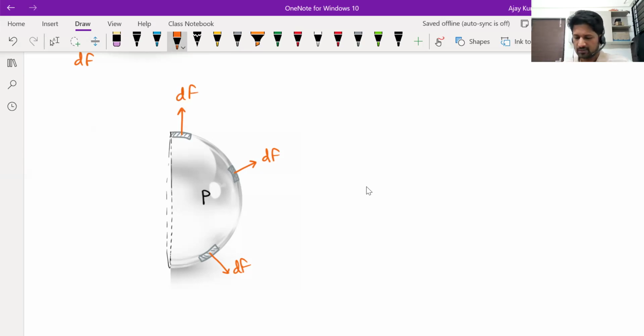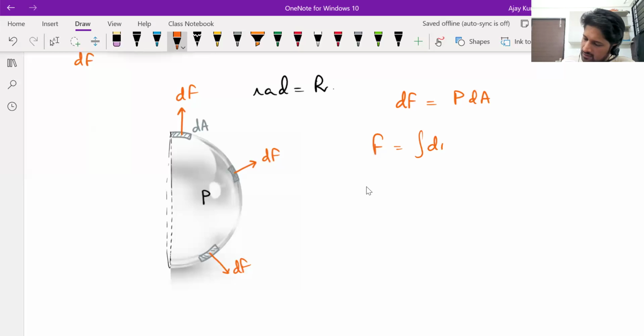So your aim now is to find out the total force acting on one half of the sphere. The radius is given as capital R. Pressure inside is P, and everywhere the pressure is P itself. So if you consider the patch of area as dA, then you can write dF, force, is equal to pressure multiplied with area. This is the expression for dF. Pressure is same everywhere, and I want the total force. So it becomes integral P dA. P is same everywhere, so I can put it outside the integral and you will be left with integral dA.